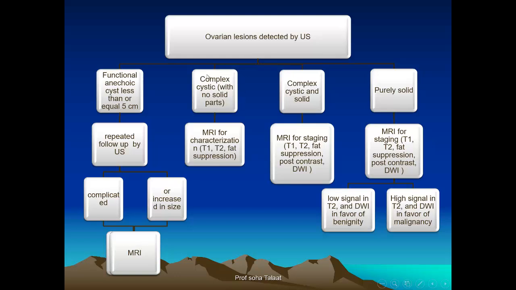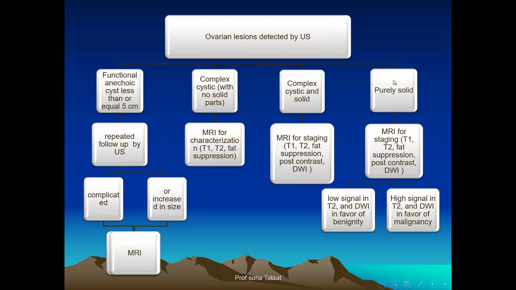If we have a complex cystic lesion with no solid part, again we can do MRI for characterization. Is it PID or a borderline ovarian tumor? We can do MRI for characterization. If we have a complex cystic and solid lesion, we can do MRI for staging, but we must do dynamic and diffusion.